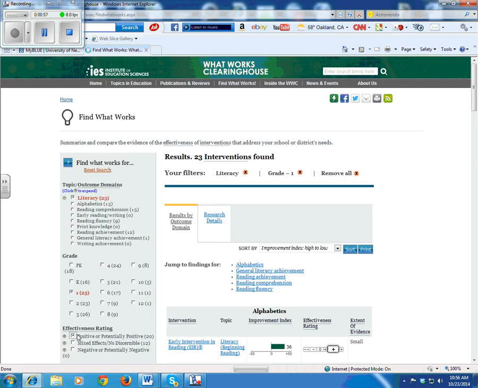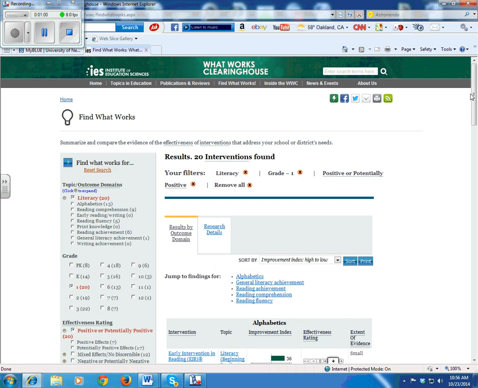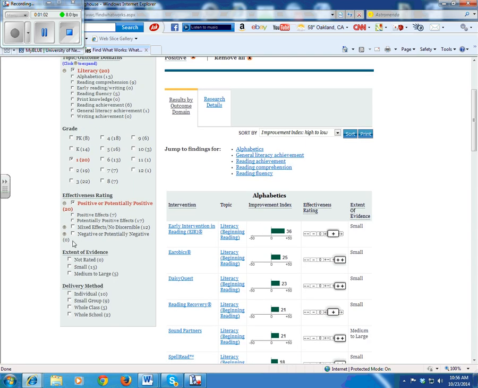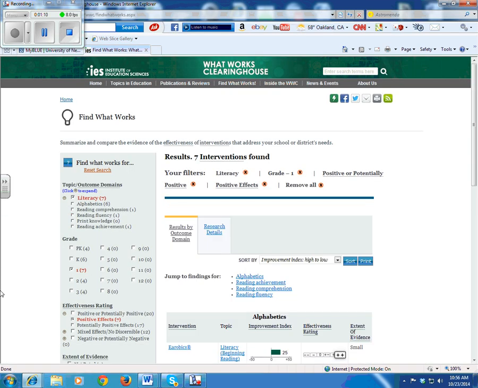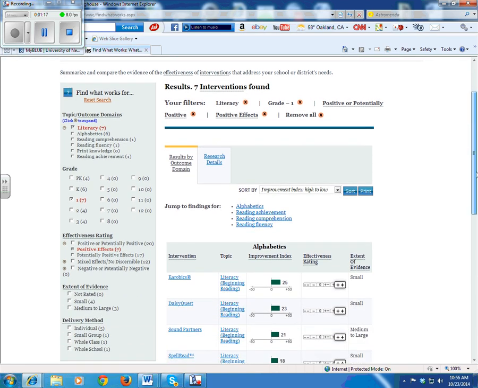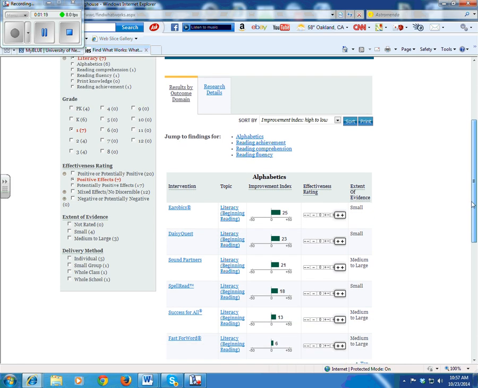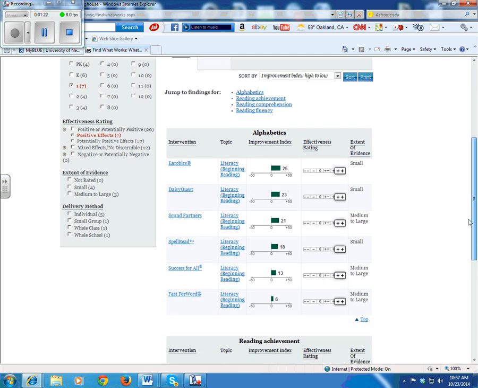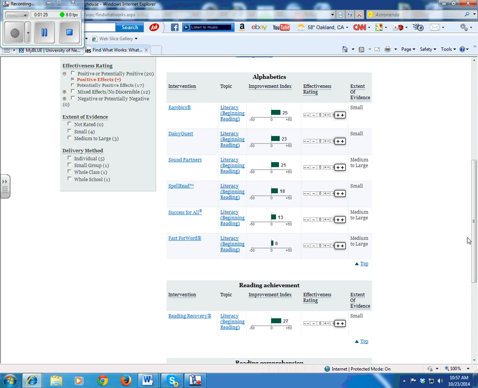In fact, you want to check there that the results are not only potentially positive, but positive. So I'm just checking the box here that shows only positive effects. And if you take a look, you will notice we found seven interventions that have positive effects. And a really good way to tell if they're good interventions is if they have these two pluses, which indicate it might be worth it to spend some money on this intervention.